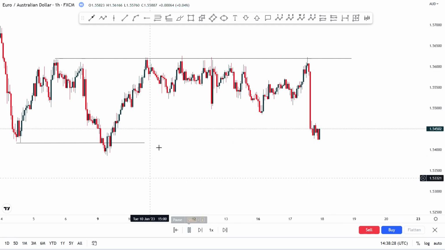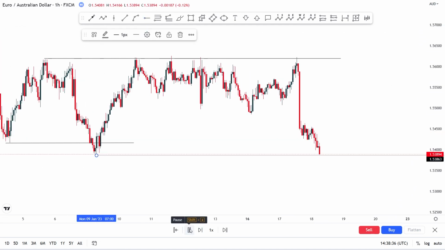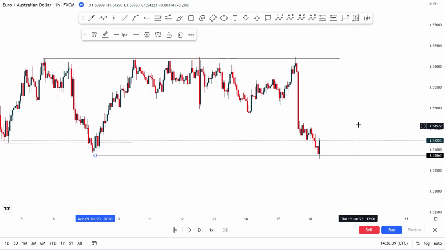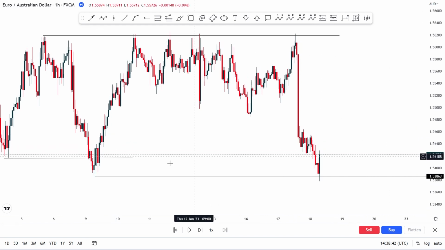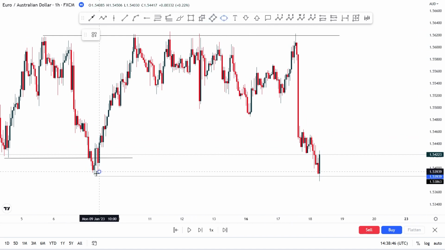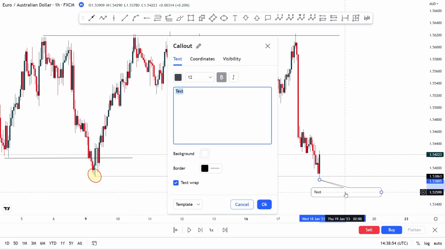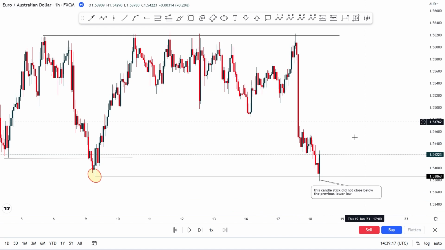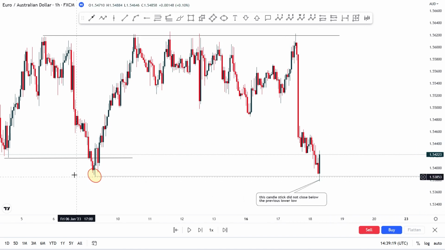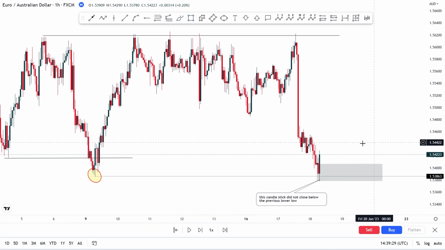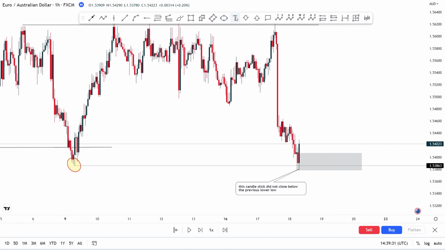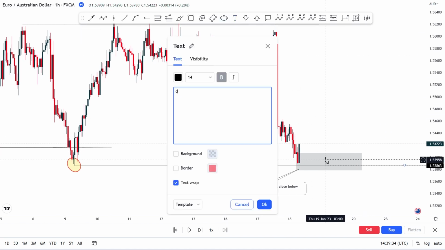Let's move. Okay, let's mark this low. We can see clearly that right now the market tapped into this previous candle's low, but the candlestick here didn't close below the previous low. And as you can see from here, we have a low that was manipulated by this candle, and also this candlestick is where we can draw our demand zone.